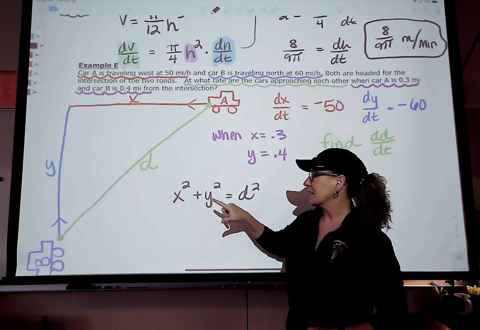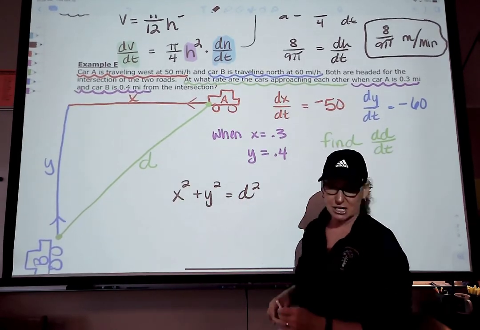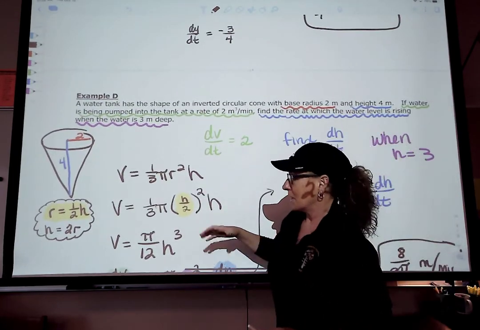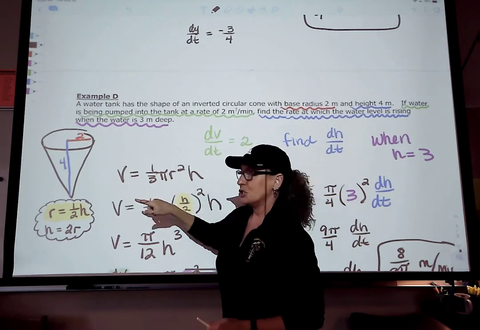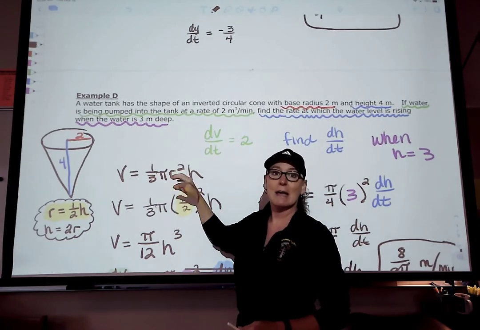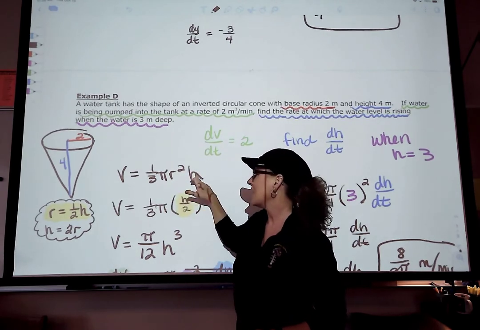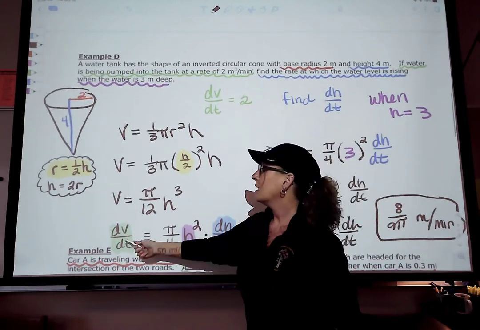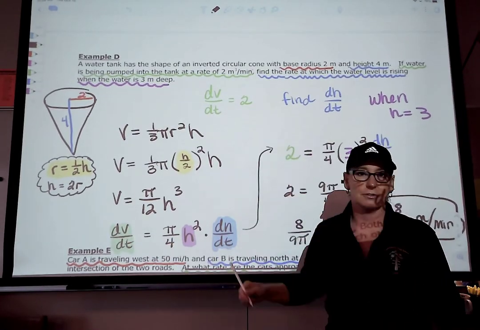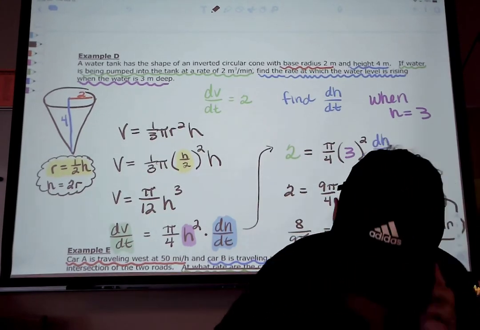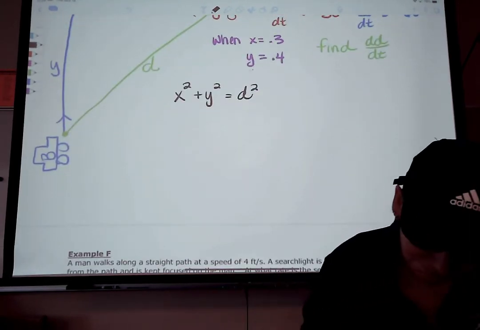This is a changing length, this is a changing length, this is a changing length. By the way, I should have said that up there. When I made a volume equation, volume is changing, radius is changing, height is changing. They're all changing. You may not plug in a constant for any of these until you've done your derivative. Okay, let's keep going. We're almost there.